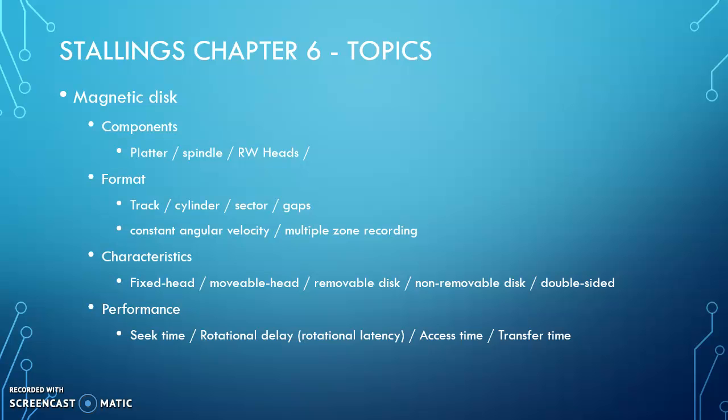The disk is broken down into sectors, and what we'll also see is that there are inter-sector gaps between them. We'll take a look at constant angular velocity and multiple zone recording. If we have one speed for the drive, the bits on the outer end are sparser, further apart, than on the inner part. So with multiple zone recording, the speed of the drive is adjusted so that it's running slower for the outside, so we can get more bits per inch on the outer part.